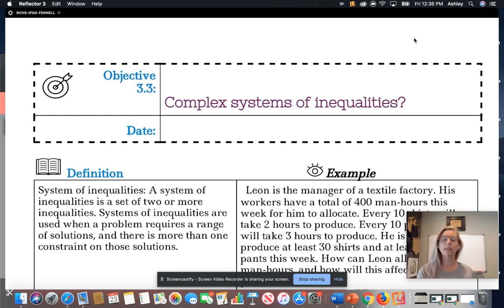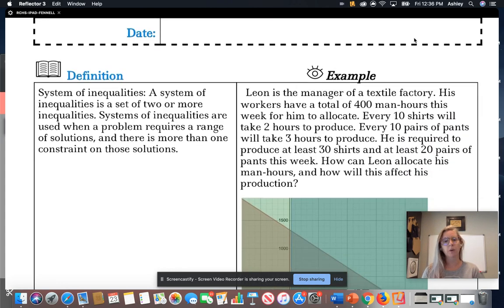Unlike our systems of equations we talked about last week, where we were looking at specific points of intersection, now we're looking at regions that would satisfy both of our inequalities, or many inequalities, as the case could be. So a system of inequalities is two or more inequalities, and they represent a range of solutions.